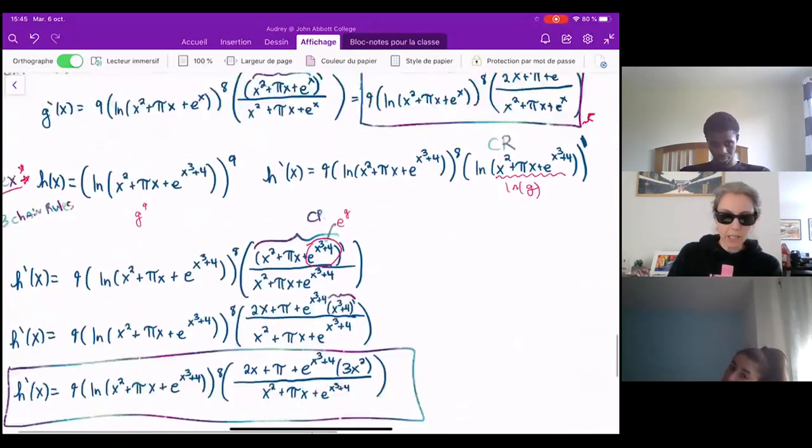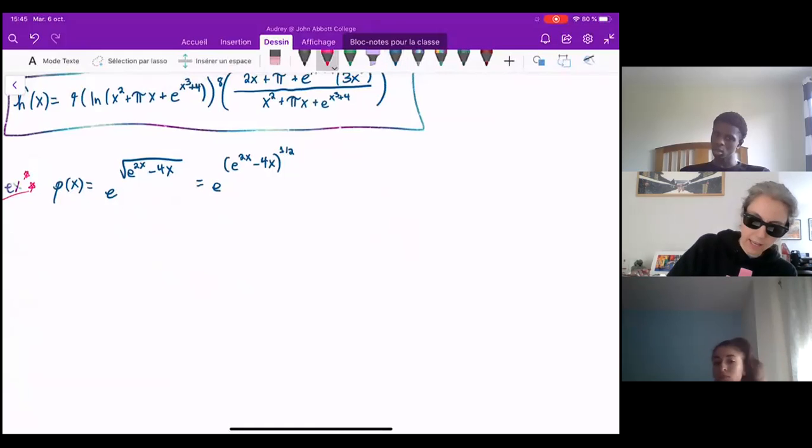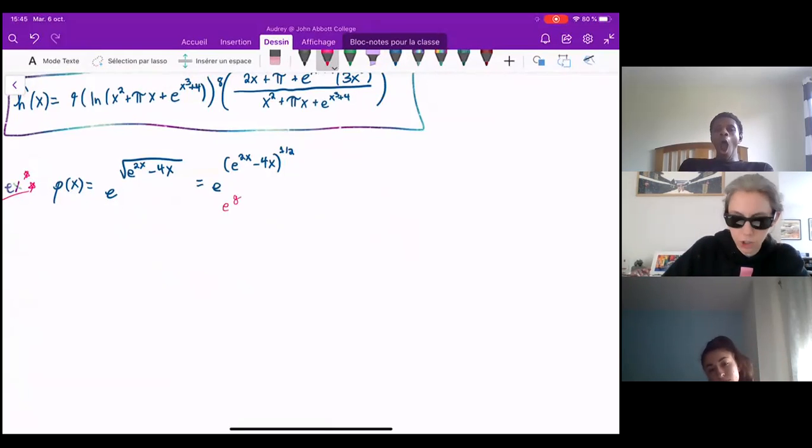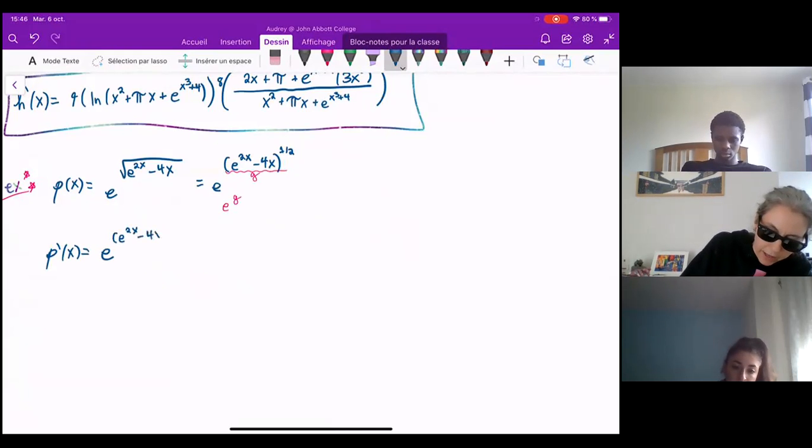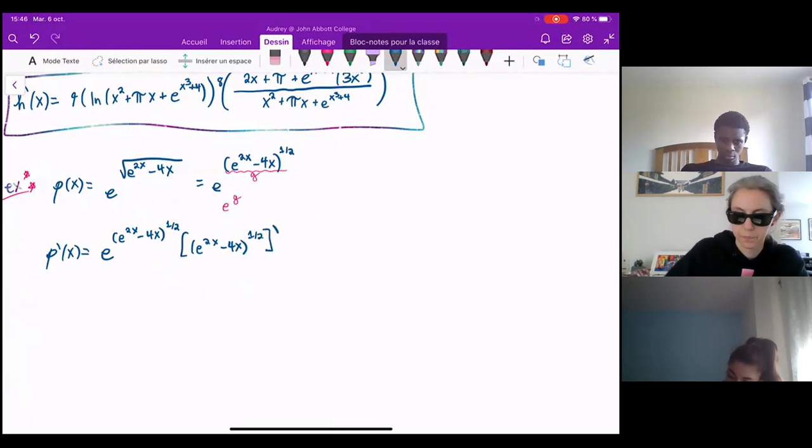I have e to a function here. So this is like e to the g. So hands down, I'm going to be doing a chain rule. So this is like my g. So p prime of x is, I don't touch what's up here. I rewrite exactly what I have. So I have e to the 2x minus 4x to the 1/2, and then e to the 2x minus 4x to the 1/2, prime.